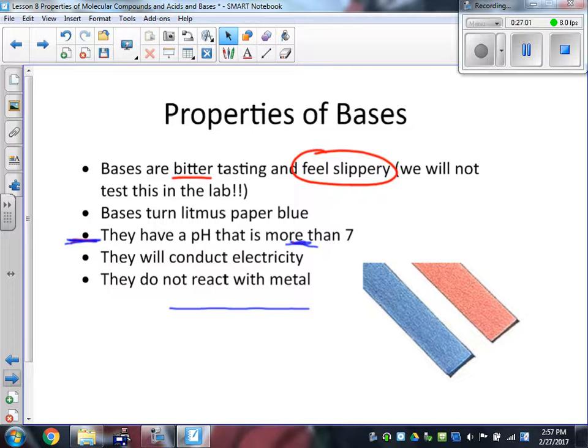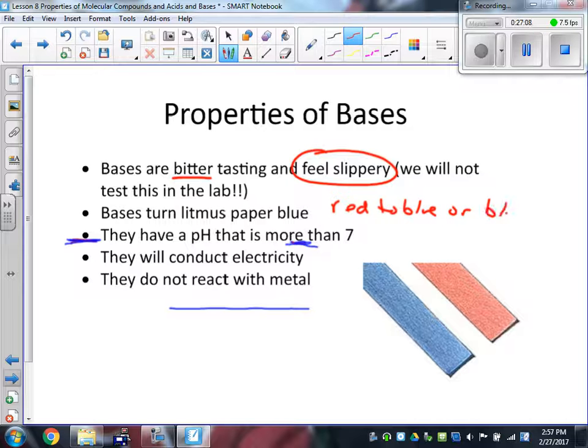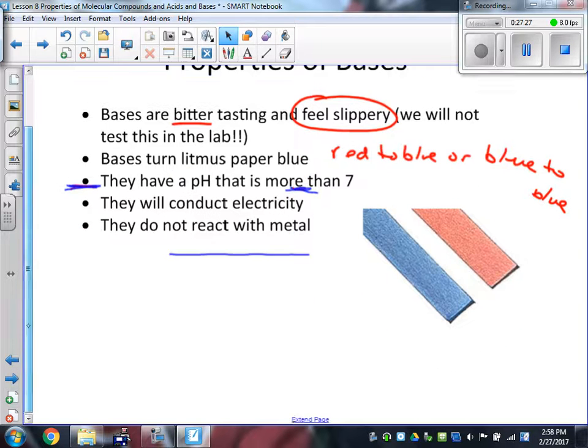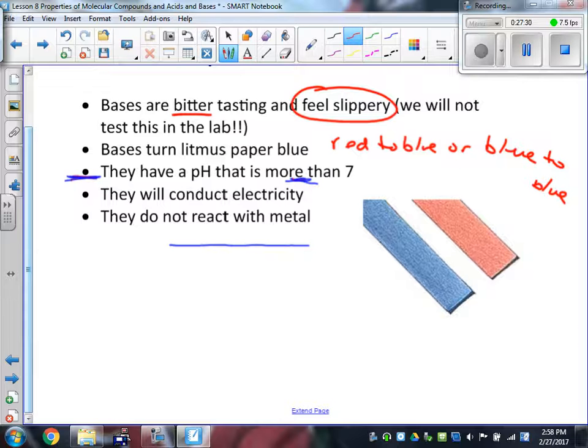Bases turn litmus paper blue. So either red to blue or, of course, blue would stay blue. Okay? Because remember, there's two pieces of litmus paper, red and blue. So either blue will stay blue or red will turn to blue. By the way, they will conduct electricity, and they do not react with metals. So those are some differences there as well.